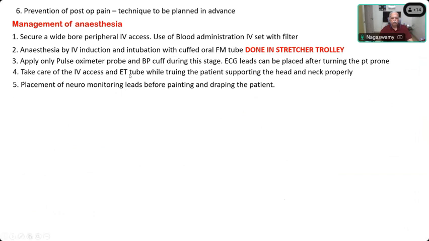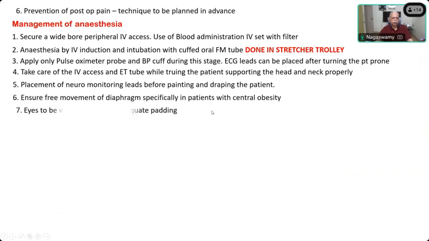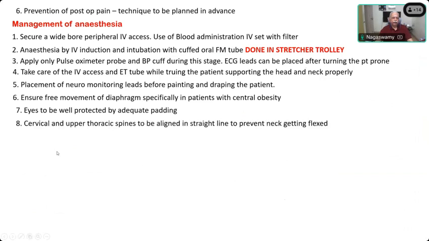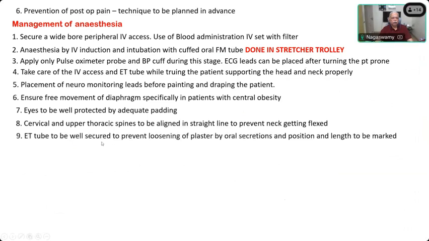Place no neuromonitoring leads before painting and draping. This ensures free movement of the diaphragm, specifically in patients with central obesity. Eyes to be well protected by adequate padding. Cervical and upper thoracic spines to be aligned in a straight line to prevent the neck getting flexed. And the ET tube well secured to prevent loosening of the plaster by oral secretions.